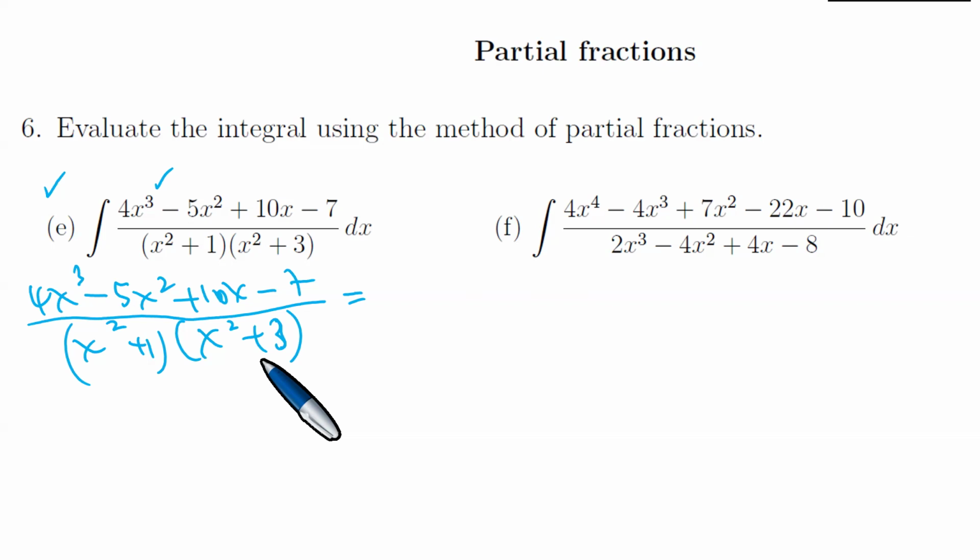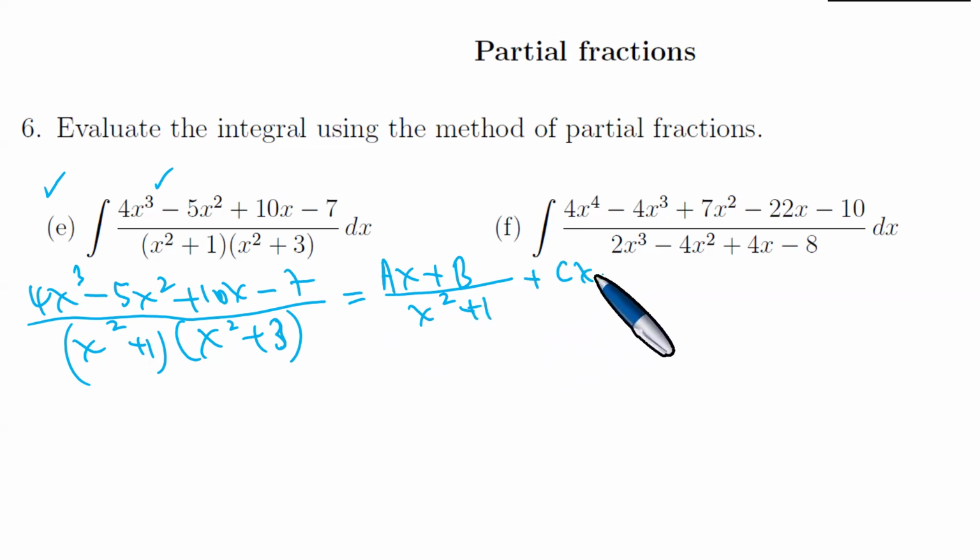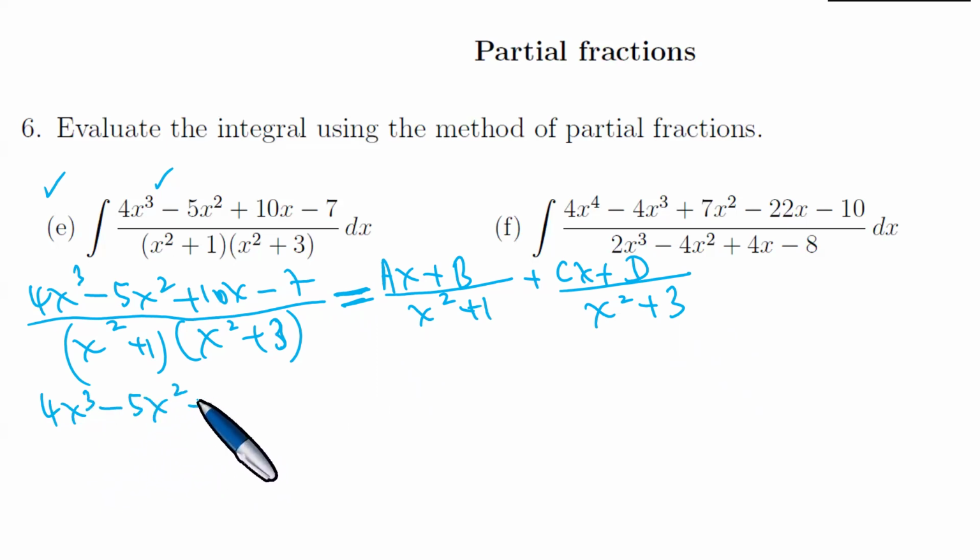Okay, we continue. So (ax plus b) divided by (x squared plus 1), plus (cx plus d) over (x squared plus 3). Which means that you have 4x cubed minus 5x squared plus 10x minus 7.